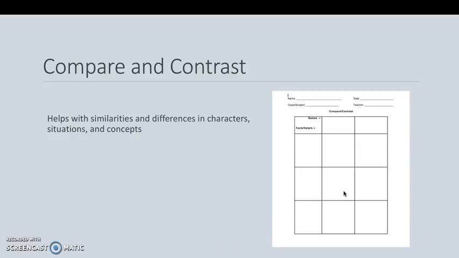A compare and contrast chart. This is sort of like a square version of a Venn diagram, but basically you have the names across the top row, at the heads of the columns, and then you put facts and details in the rows beneath. And that helps you to compare. That could be anything from characters to situations and concepts within a story, or even within a math class. This doesn't have to just be language arts.